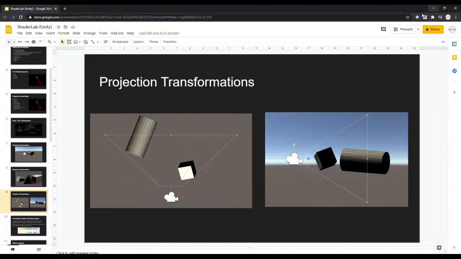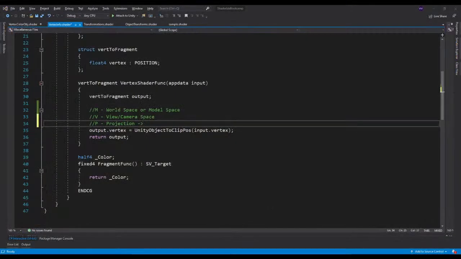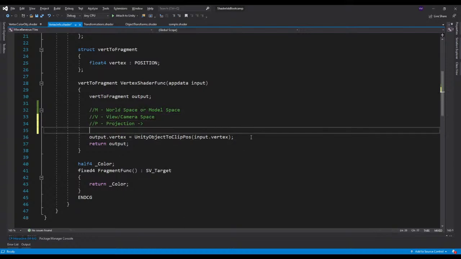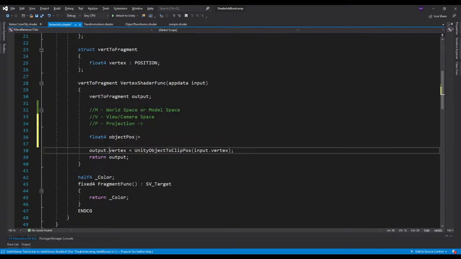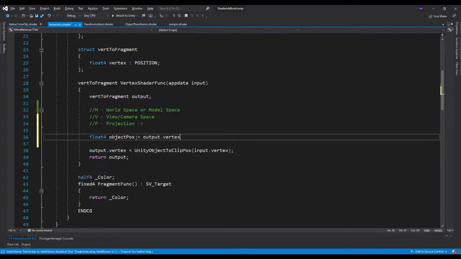Talking about this, let's get back to Visual Studio, and then in Visual Studio, let's understand how this is multiplied for every vertex. So if I was supposed to say the type of this vertex is a float4, so if I take a float4 object position, if I just create an object position and provide this input.vertex, sorry, I'm so sorry.